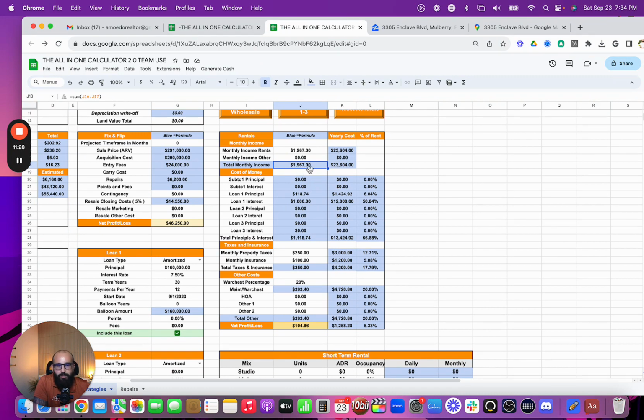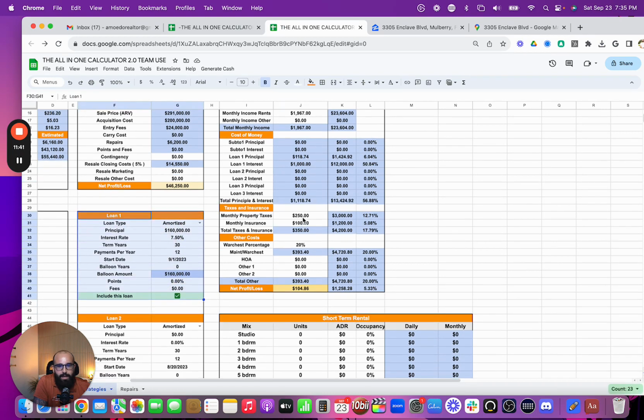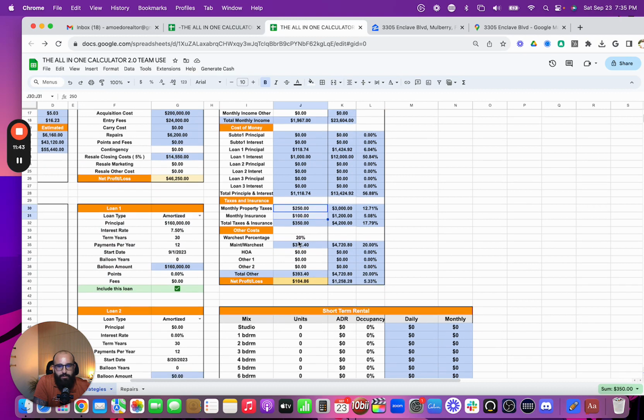It's $1,967. Right here, you see where it says loan 1, principal and interest. So you see that for principal, we're paying $118, and at interest, we're paying $1,000. That's for this loan 1 that we put in right here. And taxes and insurance down here, we have 20% in war chest. War chest, guys, for us, it just means property management and reserves. So we like to put 10% towards property managers, and then we like to put 10% towards reserves.